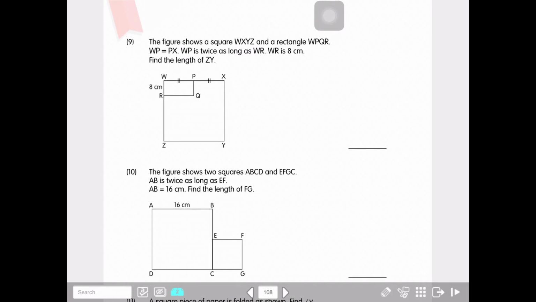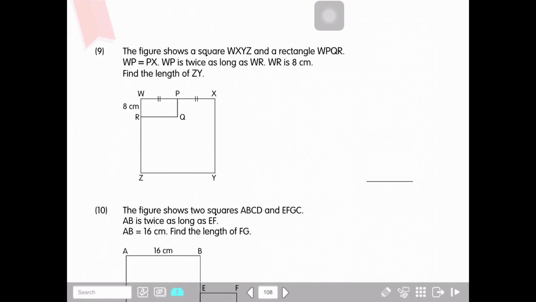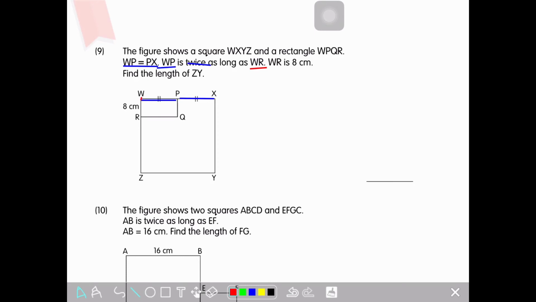The figure is a square. It is a square WXYZ and a rectangle WPQR. WP is equals to PX. And WP is twice as long as WR, and WR is 8 cm.